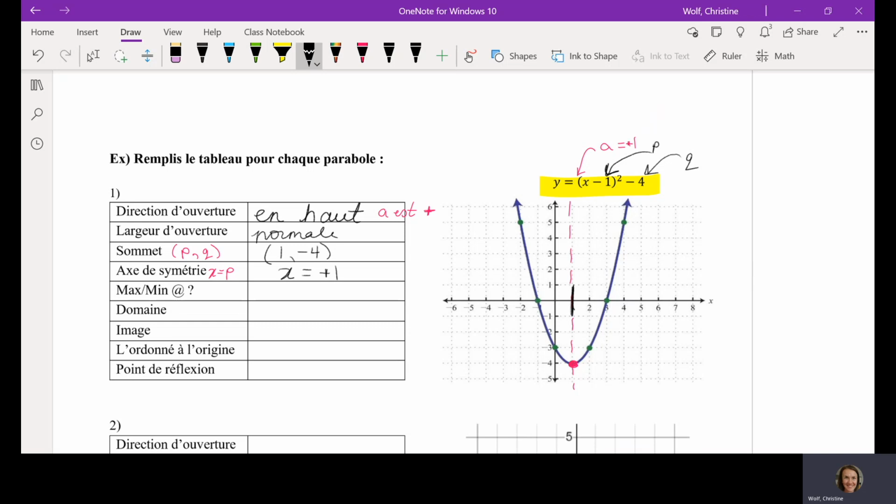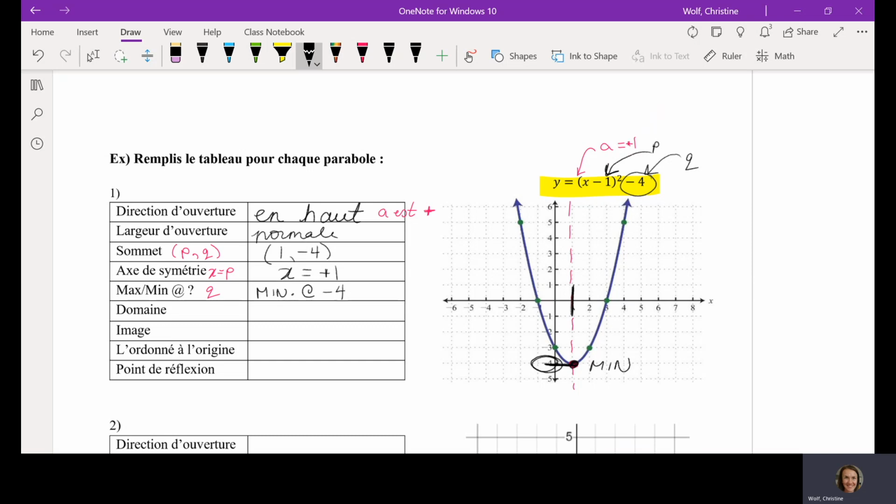Max ou min? OK, so est-ce que ça c'est un max ou un min? Well, le sommet nous dit que c'est un min, it's at the bottom, OK? So on sait que c'est un minimum, mais à quelle valeur? So this is where it was at Q. OK, so tu peux regarder ici ou tu peux regarder que ça passe par la valeur de negative 4. So you can pull it from either or.